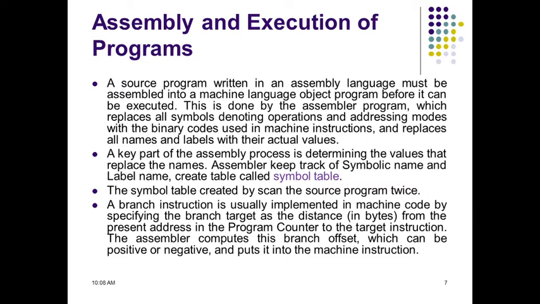Means the assembler which will scan or go through the source program twice and generate a symbol table, which will replace all the names with the values, or substitute the values of all the names from the symbol table. So such an assembler is known as a two-pass assembler.